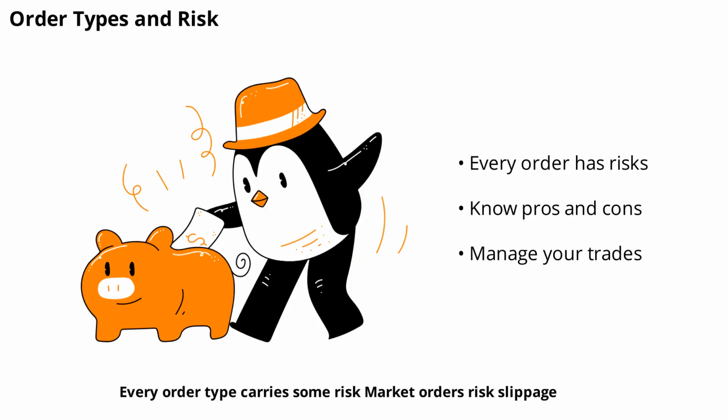Every order type carries some risk. Market orders risk slippage, while limit orders risk not being filled. Understanding these risks helps you make better decisions and manage your trades more effectively. Always weigh the pros and cons before choosing your order type.